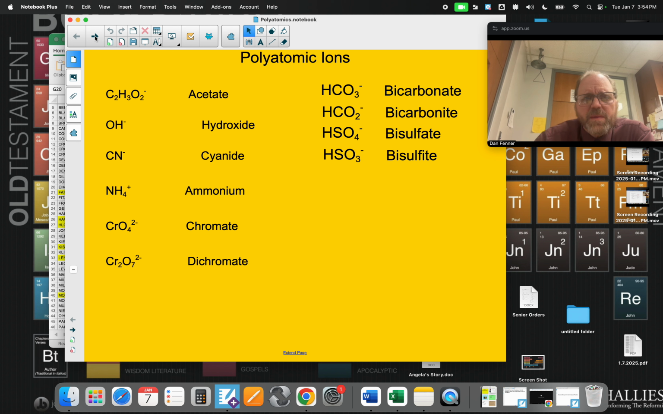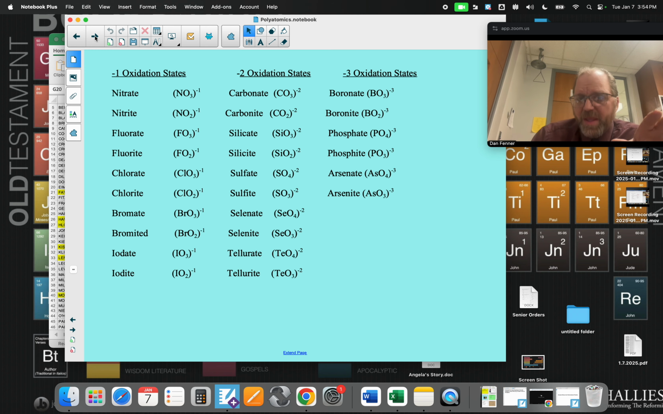Now, there is a way to try to memorize a lot of these without having to go through and memorizing straight across. I hate memorizing. It drives me nuts. Okay? Now, here's a list of the rest of polyatomics. If what I show you doesn't make sense, you have an option. You can memorize all of those. I hate memorizing. It drives me crazy.